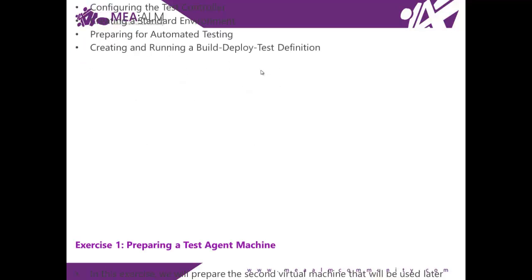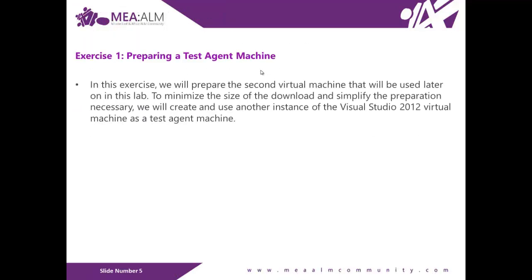So, let's jump to our first exercise, which is preparing a test machine. In this exercise, you will prepare the second virtual machine that will be used later in this lab. To minimize the size of the load and simplify the preparation necessary, we will create and use another instance of the Visual Studio 2012 virtual machine as a test agent machine. These instructions, which we will perform on Hyper-V Manager, are actually intended for Windows Server 2008 R2 with Service Pack 1, and they also work with Windows 8 Hyper-V as well.